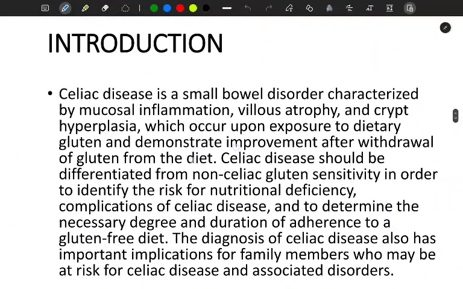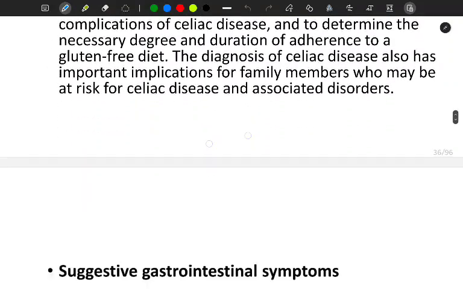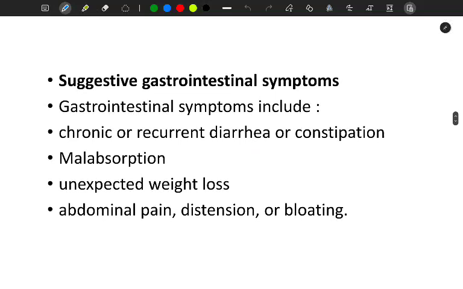Celiac disease is a small bowel disorder characterized by mucosal inflammation. Next, please. Suggestive symptoms: chronic or recurrent diarrhea or constipation. Sometimes they might present with constipation. Malabsorption, excessive gas, distension, abdominal pain. Next.